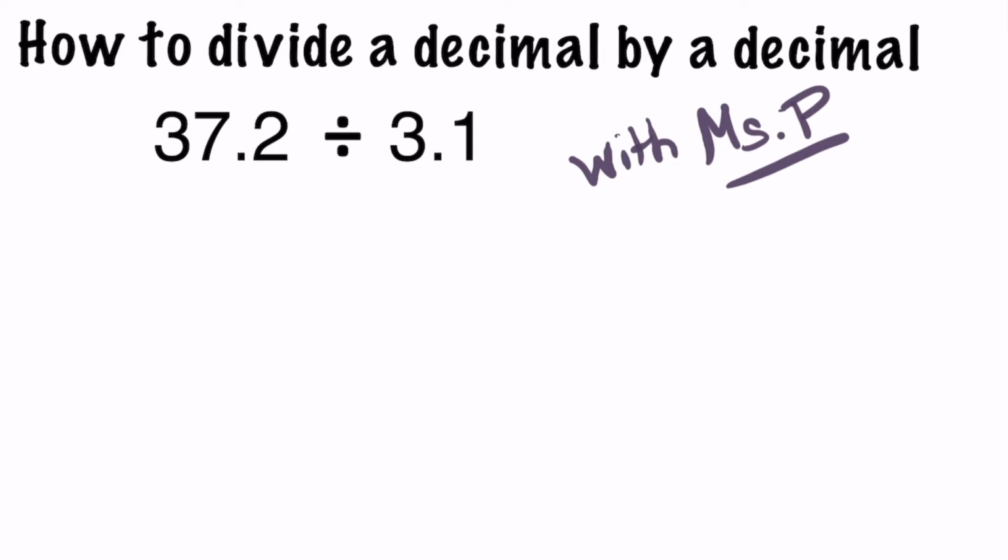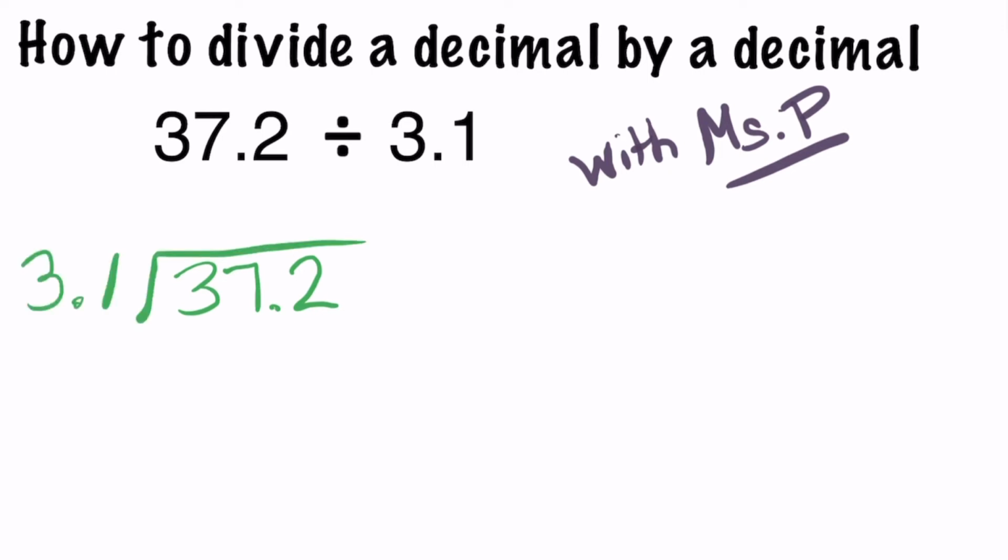So let's start by writing this problem in a way that's a little bit easier for us to work with. 37 and 2/10 divided by 3 and 1/10. Okay, so because we know that the divisor is not a whole number, we have to make it one. So 3 and 1/10, in order to make this number a whole number, we have to multiply it by powers of 10 until the decimal point is at the end of the number, making it a whole number. So I'm going to multiply it by 1 power of 10, and that moves our decimal point one place over, and that creates a whole number.